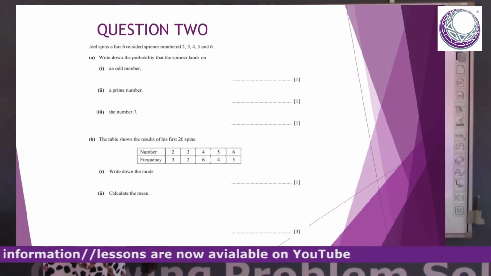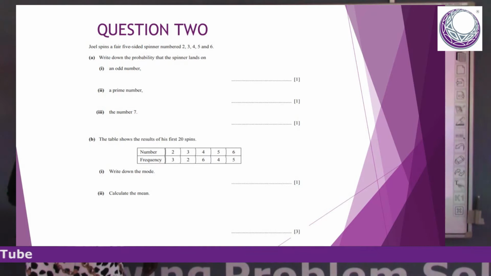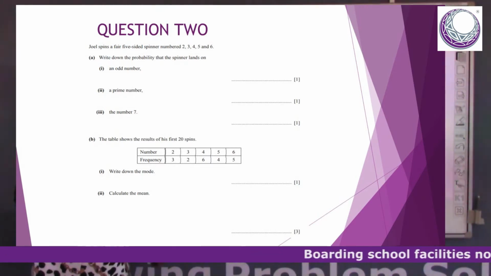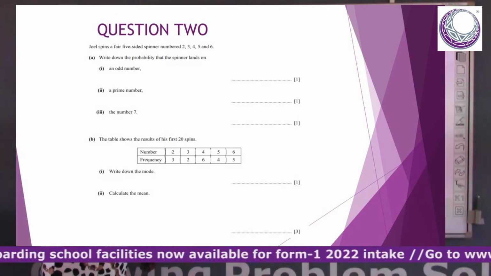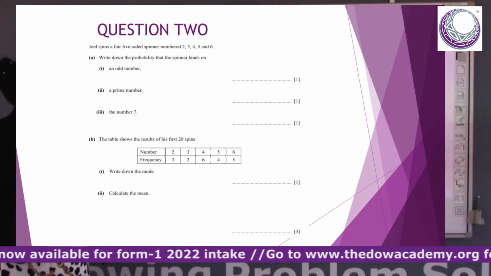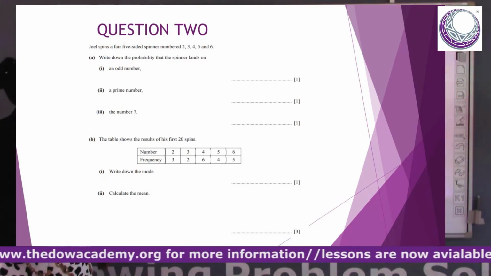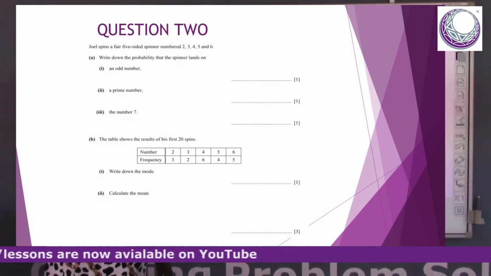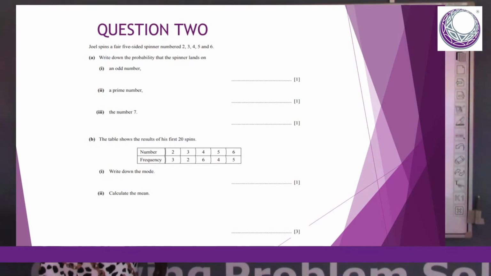There we go. This one says, Joel spins a fair 5-sided spinner numbered 2, 3, 4, 5, and 6. The first part says, write down the probability that the spinner lands on. There are two things that you are required to know here. First of all, you need to know your probability concepts.